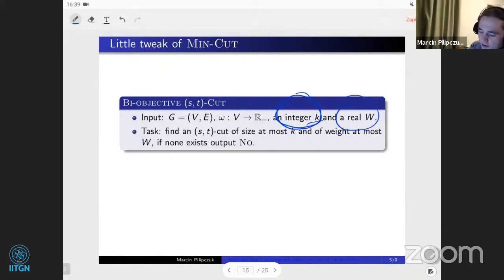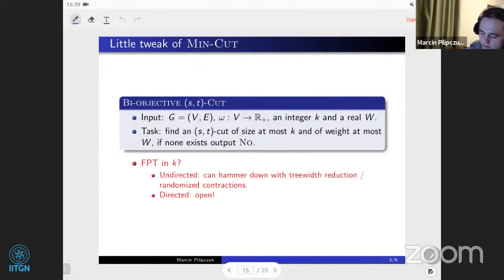But I think of the cardinality as my parameter, and the weight can be some strange numbers I need to add. I can really only add and compare, and cannot do any tricks with the weights here. Weights are complicated numbers written in binary. Okay, so this is the problem that I want to solve here. And the question is, where is it FPT in k?